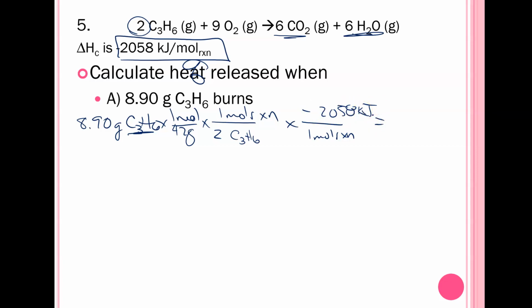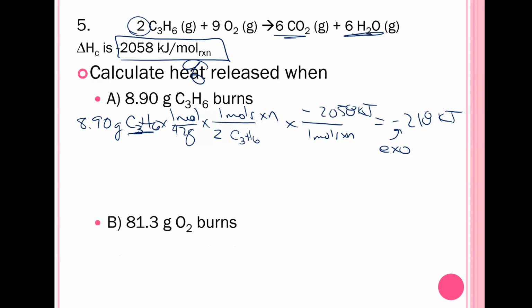So it's done like every other stoichiometry you guys are used to. It just throws in a little bit different term. And right there, remember, negative means that it is exothermic. Heat is released. That's all it means. Doesn't mean the energy is negative.